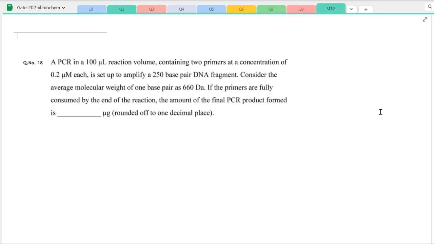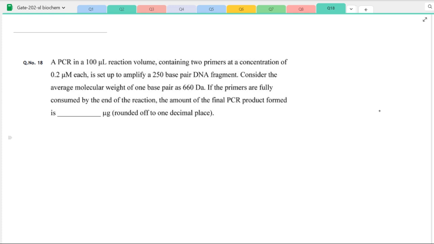A PCR in a 100 microliter reaction volume containing two primers at a concentration of 0.2 micromolar each is set up to amplify a 250 base pair DNA fragment. Consider the average molecular weight of one base pair as 660 Dalton. If the primers are fully consumed by the end of the reaction, the amount of the final PCR product formed is what micrograms? Okay, so this is a pretty logical question to answer.